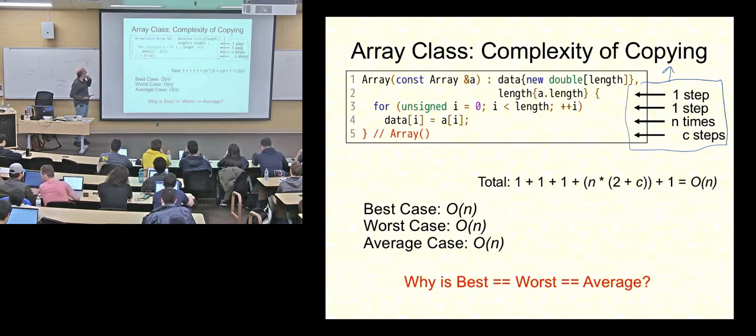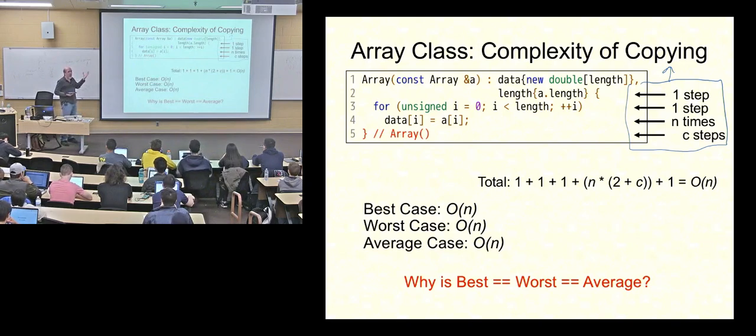Okay, so if I'm going to construct an array object, well, I've got to create a new double array. That's just a constant amount of time. Creating a block of memory doesn't depend on the length. It's just a fixed amount of time. So we've got 1 step to create the new array, another step to copy the length. We've got the loop is going to run n times.